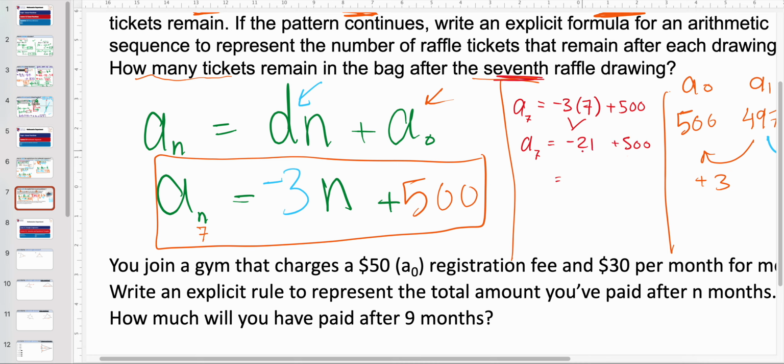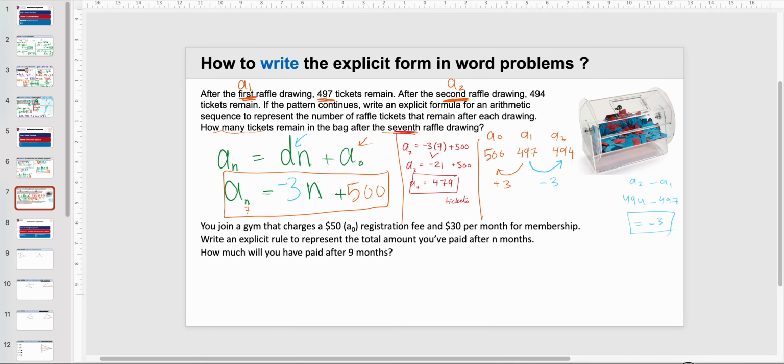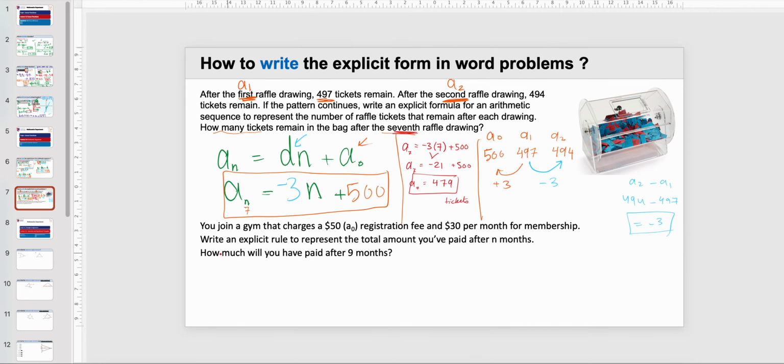And if you combine these two, it's going to be 479. And it makes sense because they are decreasing and they should be decreasing. That's the amount of tickets after 7 turns. Okay, now you have another style of problems.